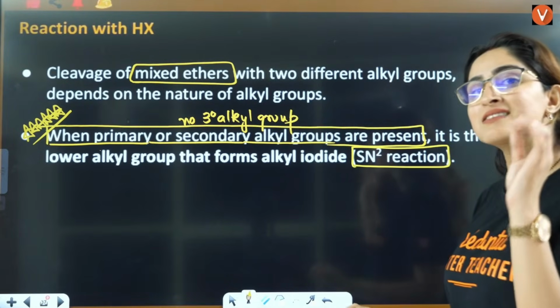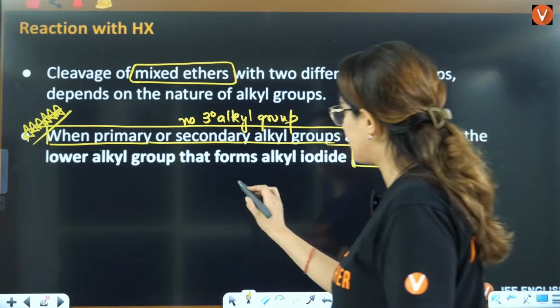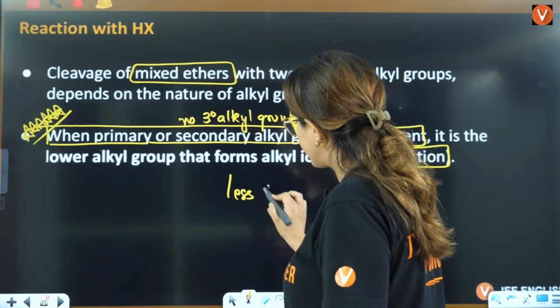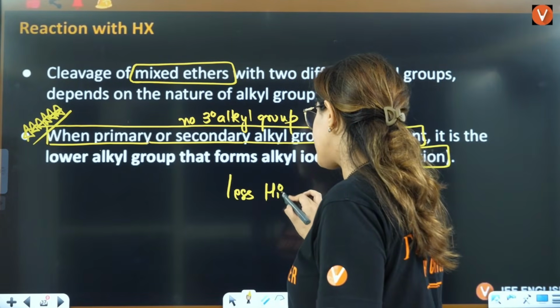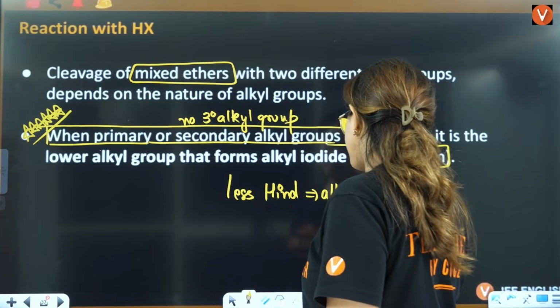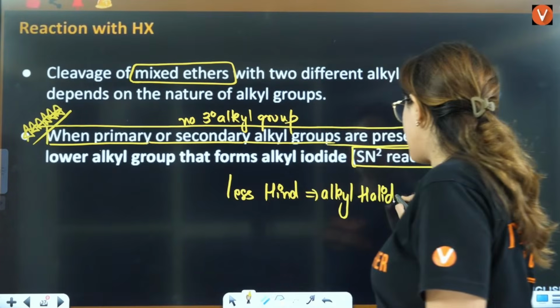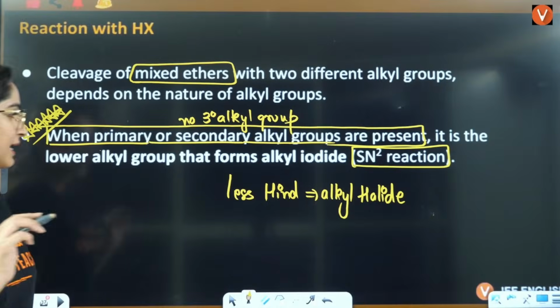So, the less sterically hindered group will form the alkyl halide. Less hindrance will form the alkyl halide.